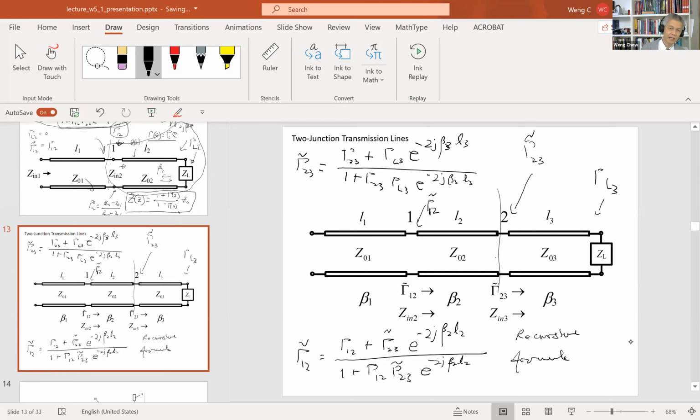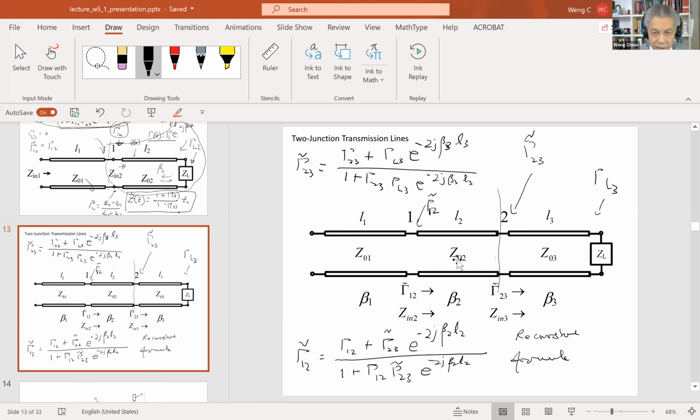It's a rather complicated derivation, but this formula is extremely important. Yes, question. So this formula is essentially recursive. Is there any explicit expression to get from Z01, say, to Z0N, for the nth link of this?